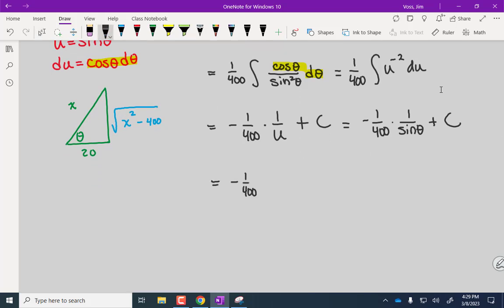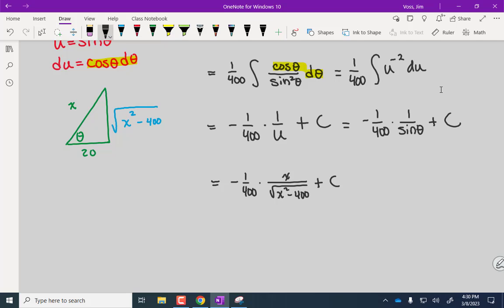So 1 over sine. Sine is opposite over hypotenuse. 1 over sine is cosecant, which is hypotenuse over opposite. So it's going to be negative 1/400th, and then x divided by the square root of x squared minus 400 plus the constant. Is that it? That's it. We're there. You have arrived.